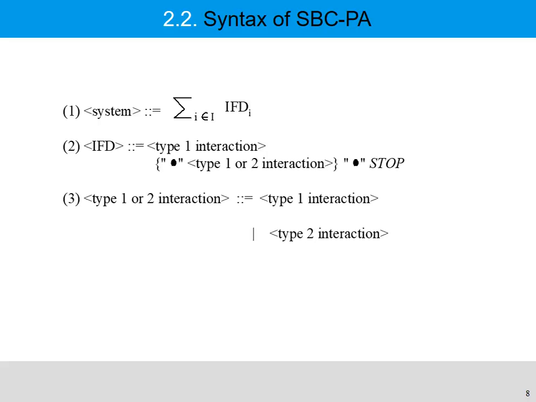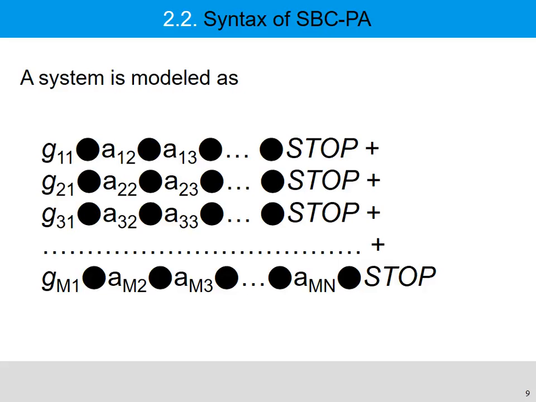SBC process algebra uses 3 BNF rules to describe the syntax of the language. With the syntax description of SBC process algebra, a system is then modeled as a summation of IFDs, and each IFD is represented as G11 prefix, A12 prefix, A13 prefix, and so on, and the prefix stop expression.